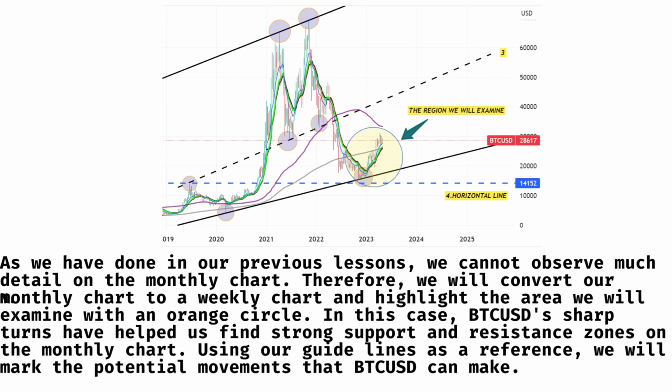Therefore, we will convert our monthly chart to a weekly chart and highlight the area we will examine with an orange circle. In this case, BTC-USD sharp turns have helped us find strong support and resistance zones on the monthly chart. Using our guidelines as a reference, we will mark the potential movements that BTC-USD can make.